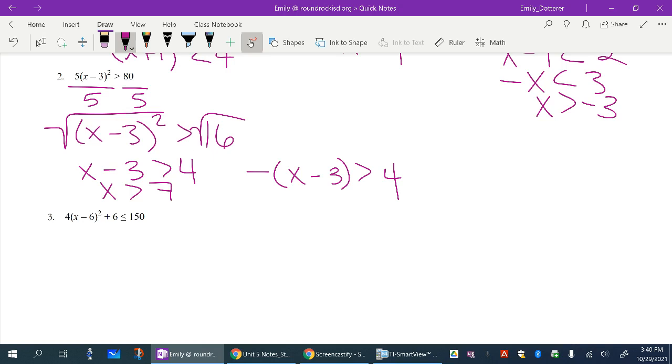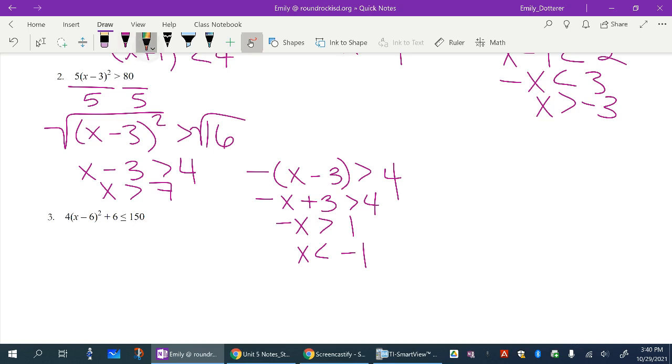Keep the inequality the same. On the right, distribute the negative. We get negative x plus 3. Subtract 3 from both sides. 4 minus 3 is 1. And divide by negative 1, so that inequality symbol flips. 1 divided by negative 1 is negative 1.